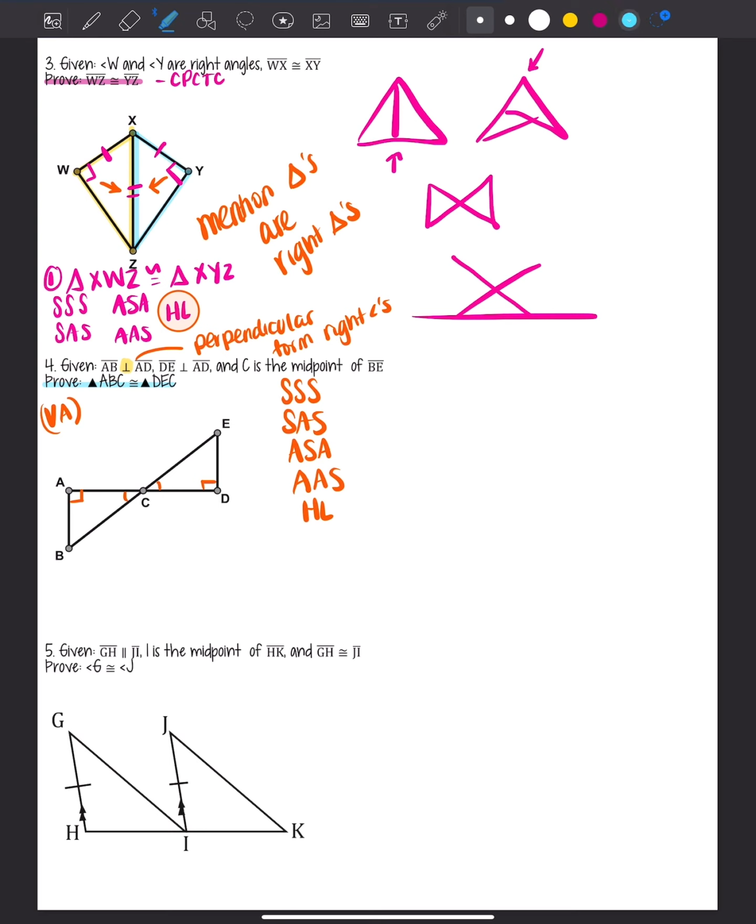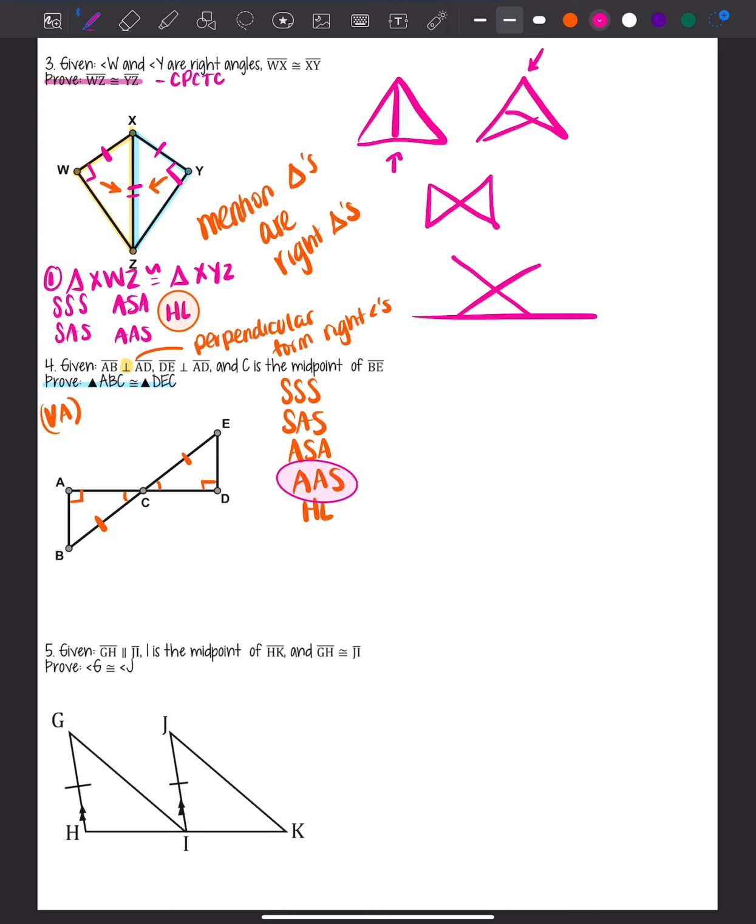So BE is this segment right here. I need to be very careful. So if C is the midpoint of that, that means that C is cutting that into 2 congruent segments. Based on the diagram, the markings, I see I have 2 right angles, 2 congruent angles, and 2 congruent sides. So I think I'm going to say that I'm using angle, side, because that side is not included.